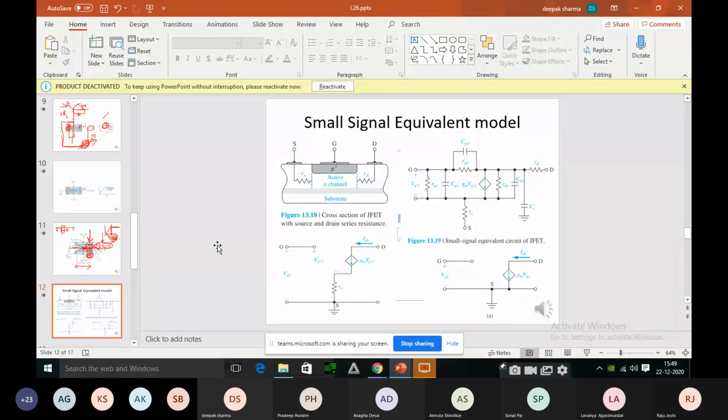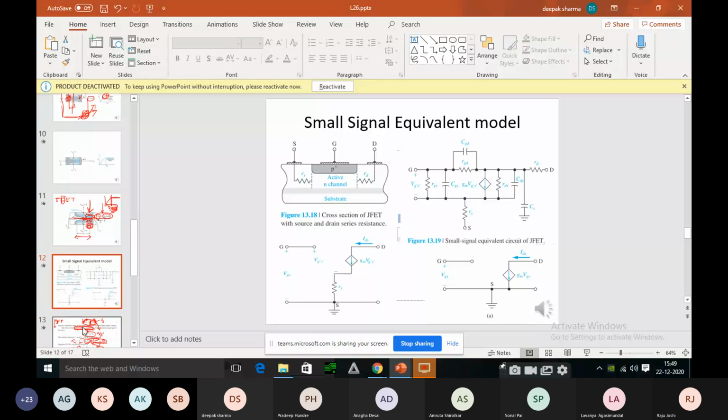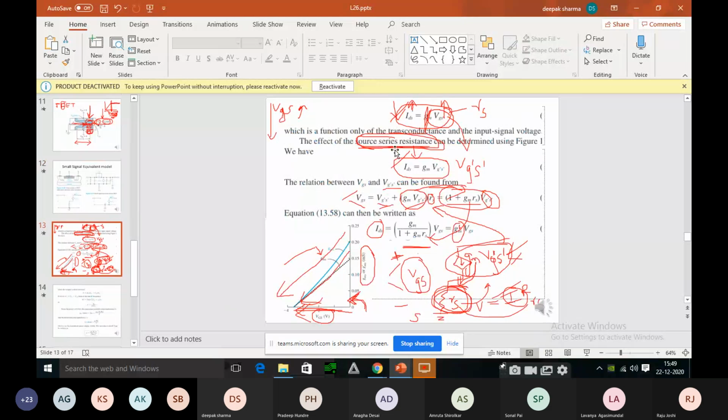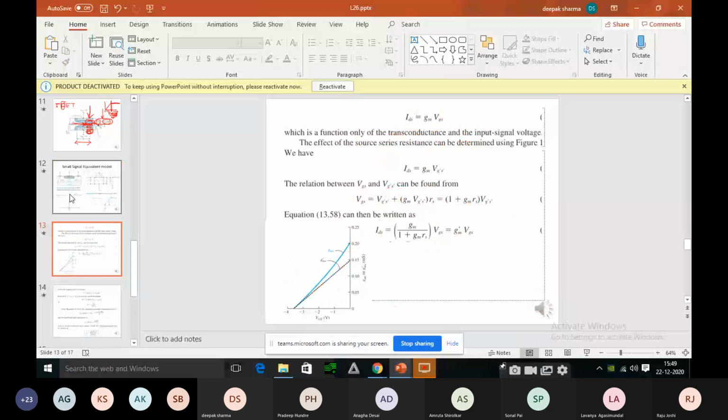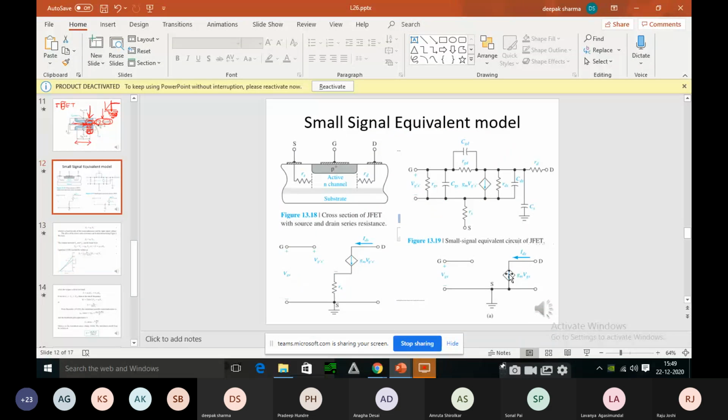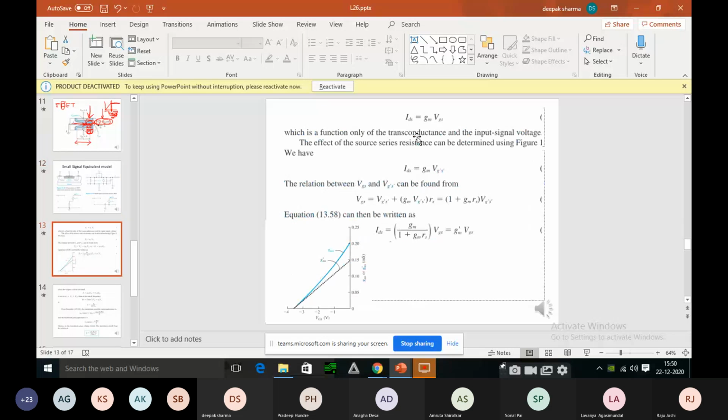And a few equations you have to write if asked, or otherwise also you can write the equations, right? So here are the equations. IDS is what? GM into VGS, right? Here, this is ID or IDS. That is nothing but GM into VGS. So this thing you have to write. Then directly you can write this equation, or if you want to simplify, then you can simplify here, right?